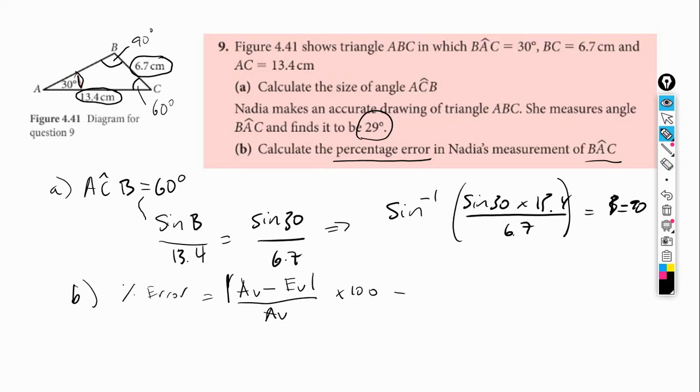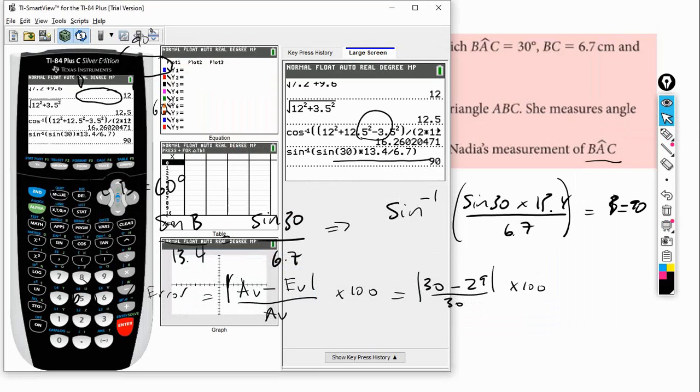Okay, so in this case, the actual value is 30. So absolute value of 30 minus the estimated value, which is 29. That divided by 30 times 100. So that would be actually 1 over 30 times 100. So let's bring out the calculator for that. And let's put it in there.